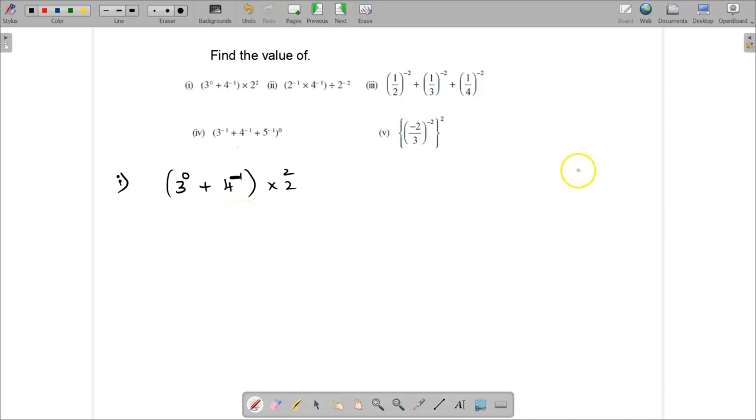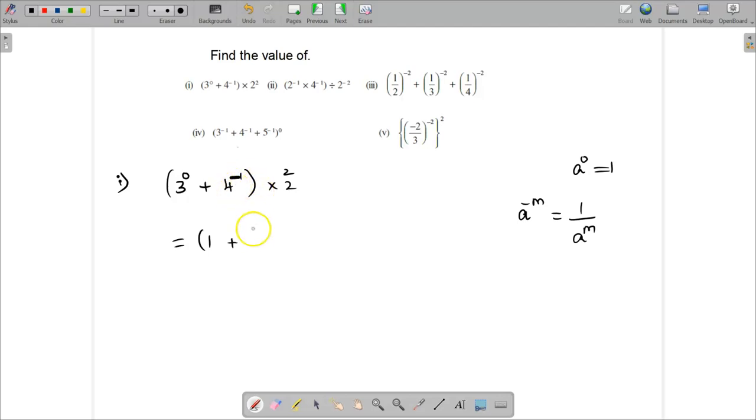So generally, any value power 0 is equal to 1. So using that, here it is 3 power 0, which means it is just 1. Then plus 4 power minus 1. Generally, whenever we have a negative power, we need to convert that power into positive power. So whenever we have a term like a power minus m, we can write that as 1 by a power m. That is, this minus m, when it goes to the denominator, it becomes plus m.